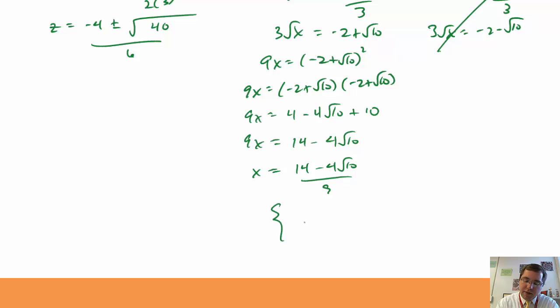So that is my one and only solution. Again, I threw out the one on the right because negative 2 minus the square root of 10 is a negative number, and the square root of x can never be a negative number.